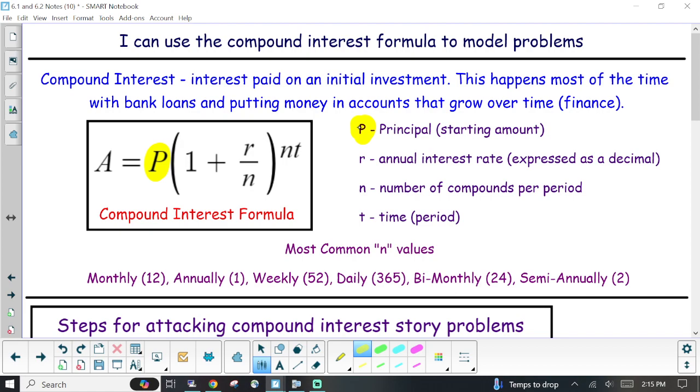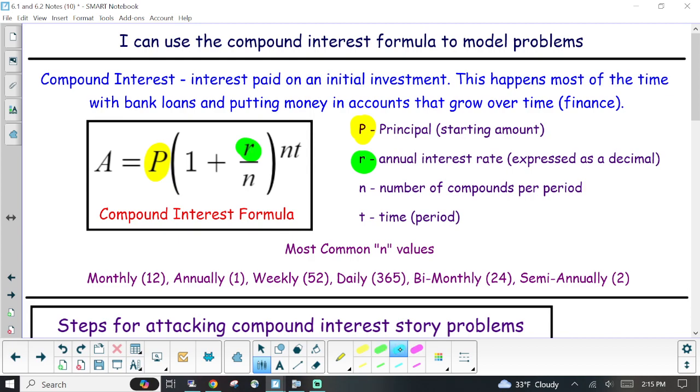The reason it's got a different name is because if you ever go to get a loan or you have a savings account, your principal is the amount of money that you put down. So if I put $5,000 in a savings account, that's my starting amount. That's what we call our principal. R is still the same thing it was in growth and decay. It's an interest rate. We still have to divide by 100.